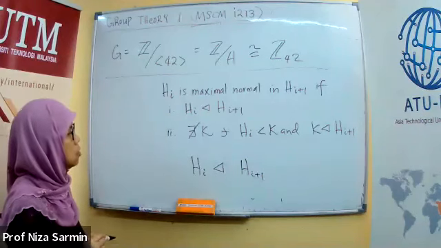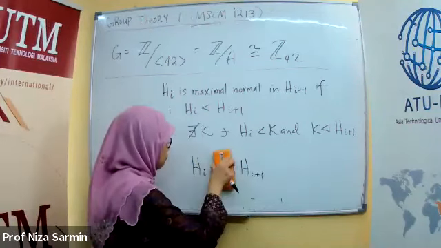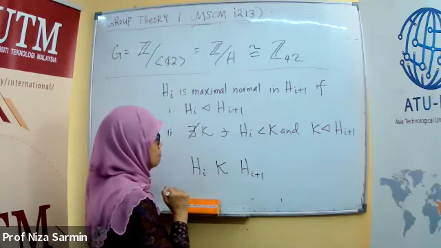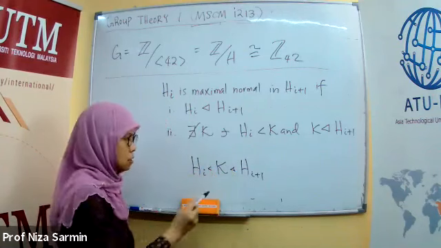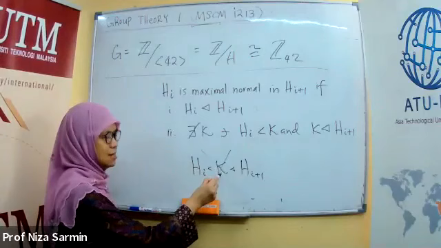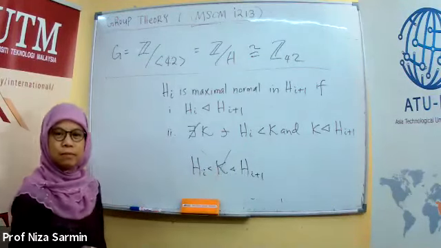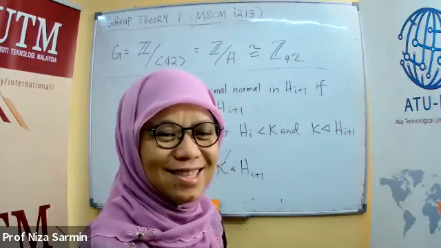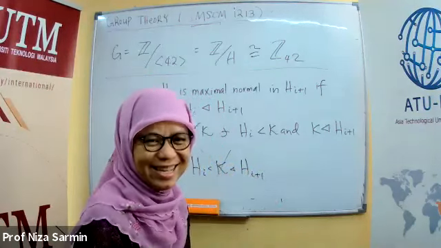Okay, maximal normal means not only this is normal, you cannot find any K in here in which K is also normal. If you have this K, this is not the maximal normal. If there is no K in between, it is maximal. Right? Understand, Lava? Almost understand. Okay.